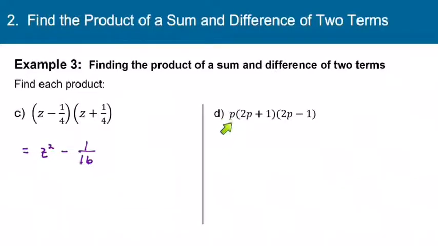For part D, we have a p in front of our sum and difference of the same two terms. So we'll keep that p in front for now, and let's multiply the sum and difference together. 2p times 2p will make 4p squared. The middle terms will add up to 0, and then last times last will make negative 1. And now let's distribute the p. So p times 4p squared is going to give us 4p to the third, and then p times negative 1 is going to give us negative p.